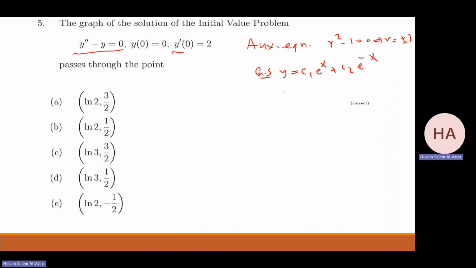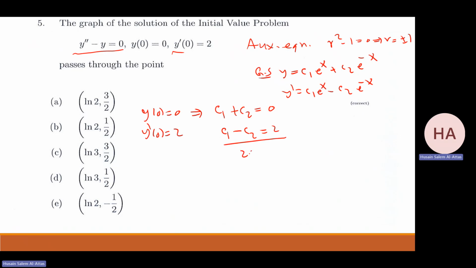Okay, I need y prime. Let me find y prime, which is an easy one. So I have y at 0 equals 0. That implies C1 plus C2 equals 0. Y prime at 0 equals 2, so I have C1 minus C2 equals 2. Add them: 2 C1 equals 2. So C1 equals 1.